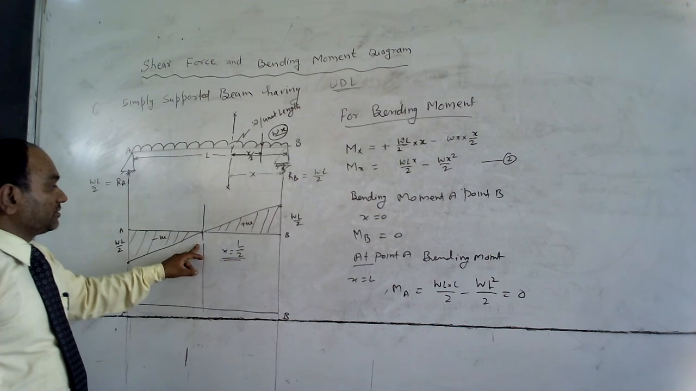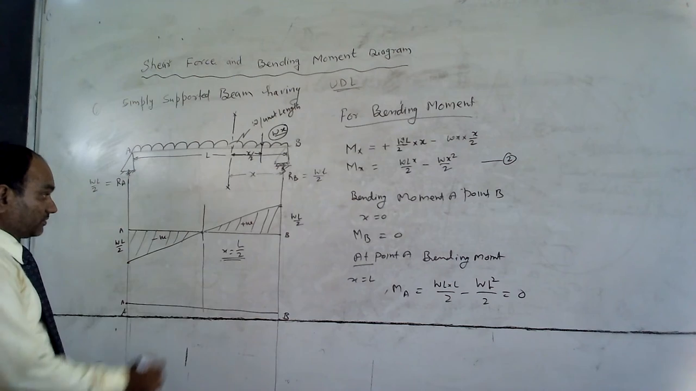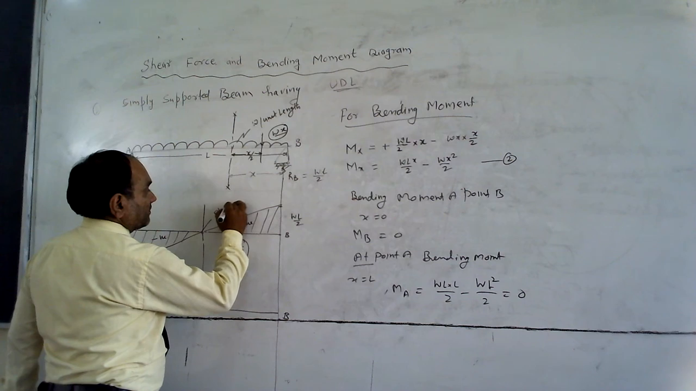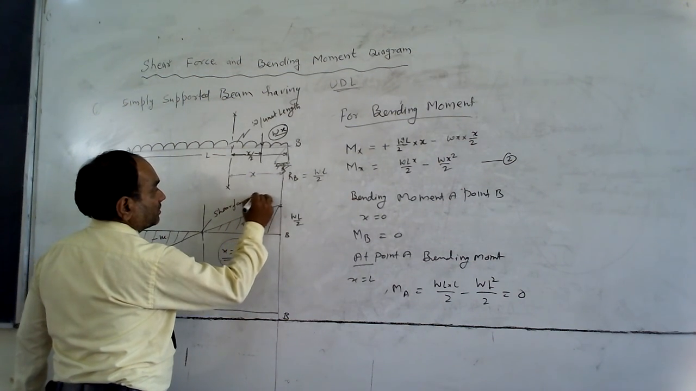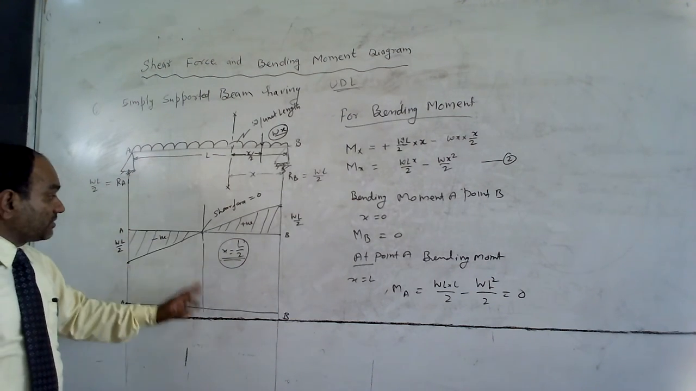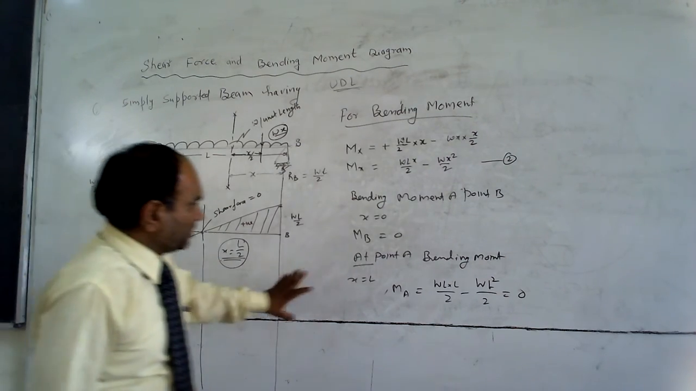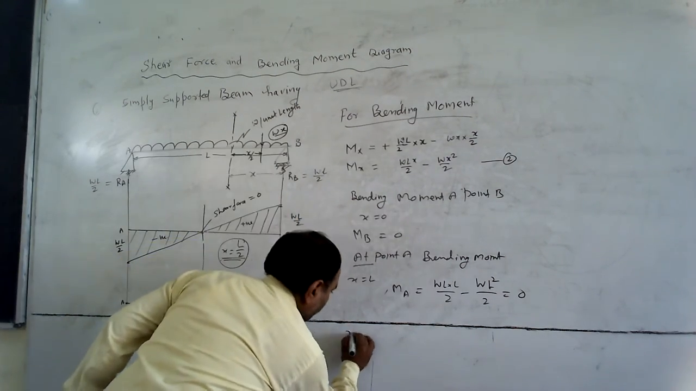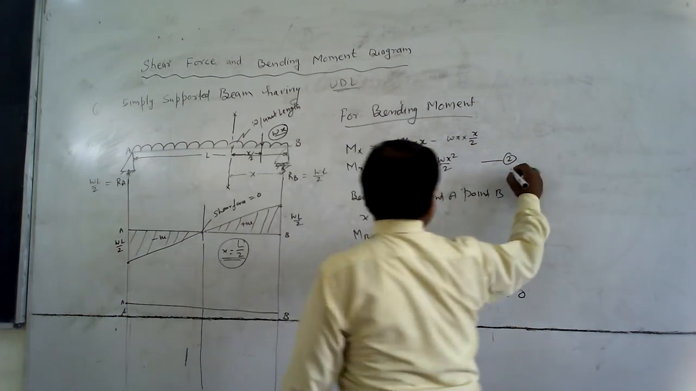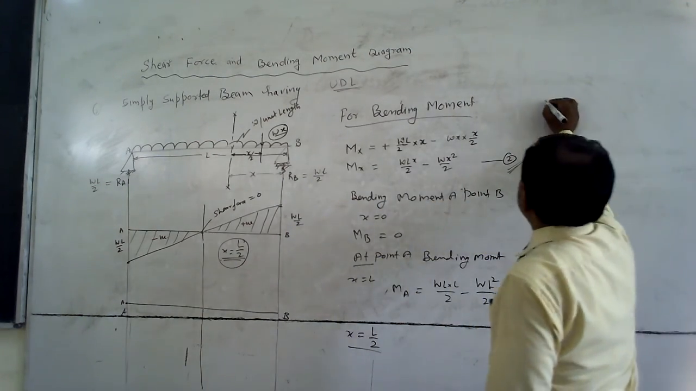At x equal to L by 2, the value of bending moment is maximum, because here the shear force is 0. If shear force is 0, it means the bending moment will be maximum. So now we put the value of x equal to L by 2 in equation number 2 to find the maximum value of bending moment.